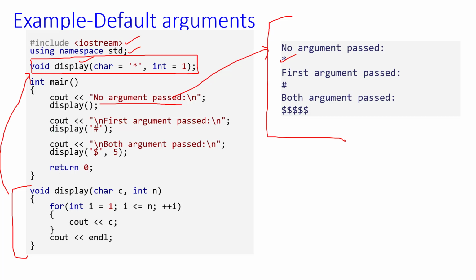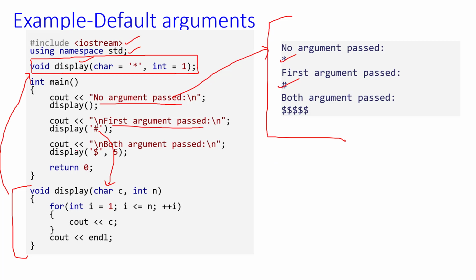So when this is run, by default, the first star will be coming in the output. Next one, cout "first argument passed". So display, you have the first hash here, so only the first is passed. So this control will come to here. Then this will be executed in the for loop. So character c is hash, and only one time it is running, and you have the hash here.